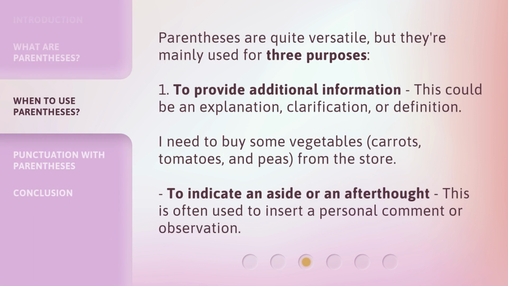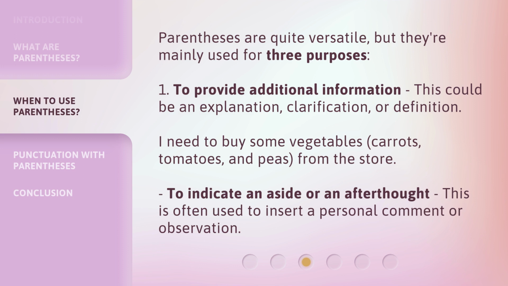Parentheses are quite versatile, but they're mainly used for three purposes. 1. To provide additional information. This could be an explanation, clarification, or definition. I need to buy some vegetables (carrots, tomatoes, and peas) from the store.